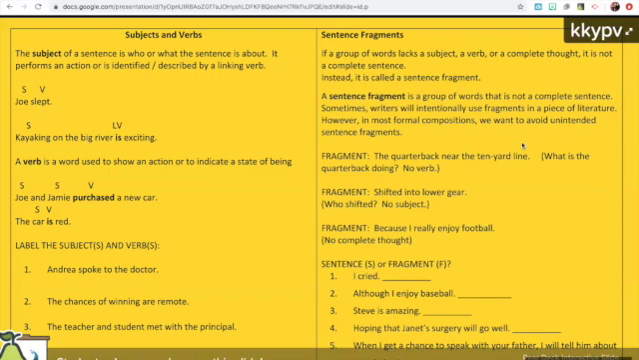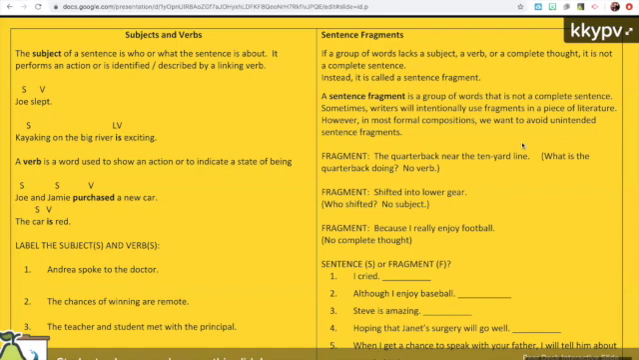Okay? All right, I want to go back over here to the 1 through 3 under subjects and verbs, labeling the subjects and verbs. What is my subject in number 1? Andrea. Andrea, and what did she do? She spoke. So my verb in number 1 is spoke, and my subject is Andrea. Andrea spoke to the doctor. That's a complete thought. It makes sense by itself. It's a complete sentence.